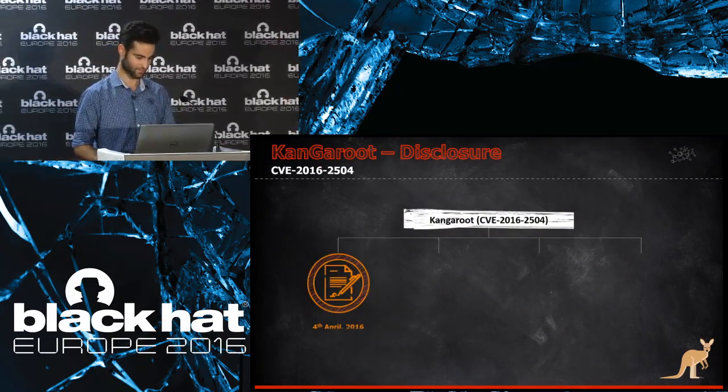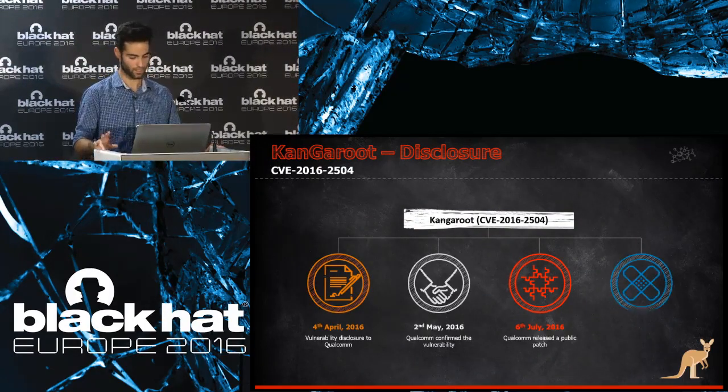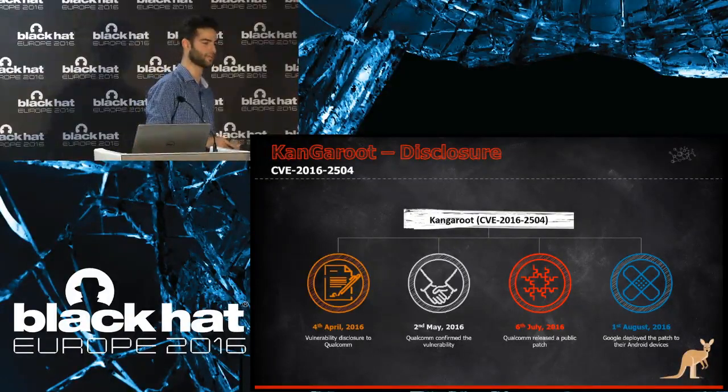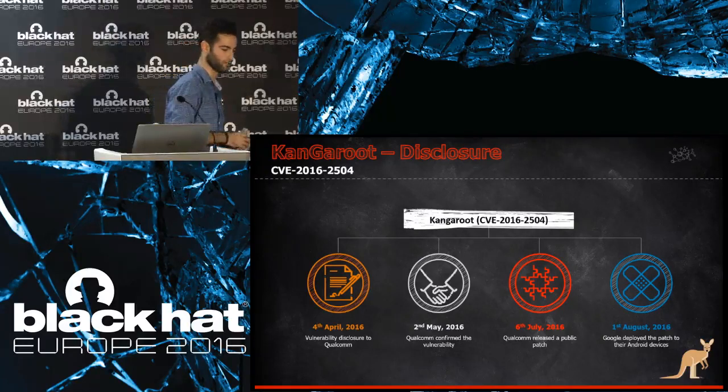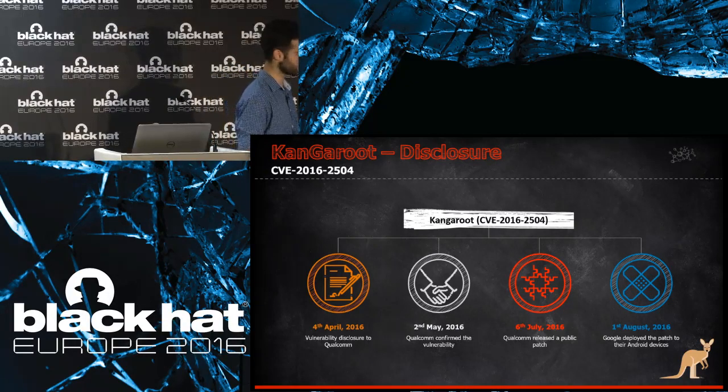Okay, again, the disclosure procedure. We reported the vulnerability at the same time on the 4th of April to Qualcomm, and they confirmed it on the 2nd of May. And Qualcomm released it at the same time as Kangaroo, on the 6th of July, but for some reason, Google fixed it only one month later, on the 1st of August. Why? We don't know why.